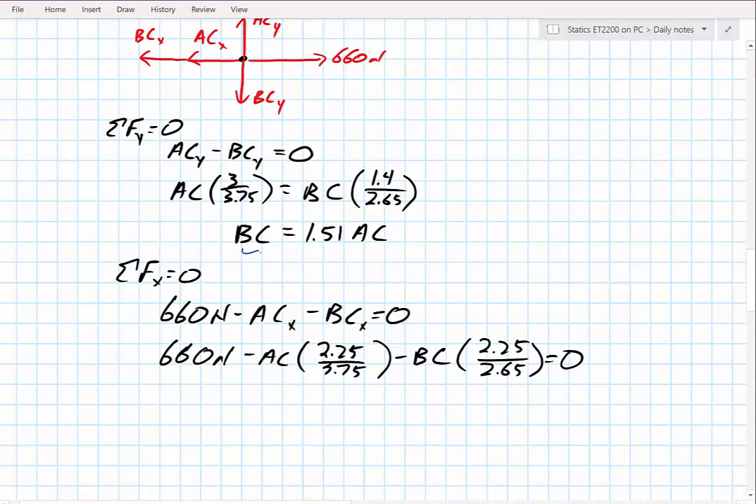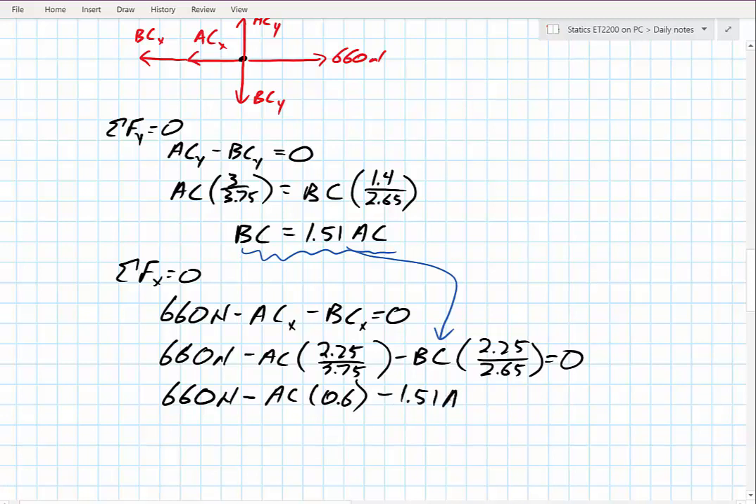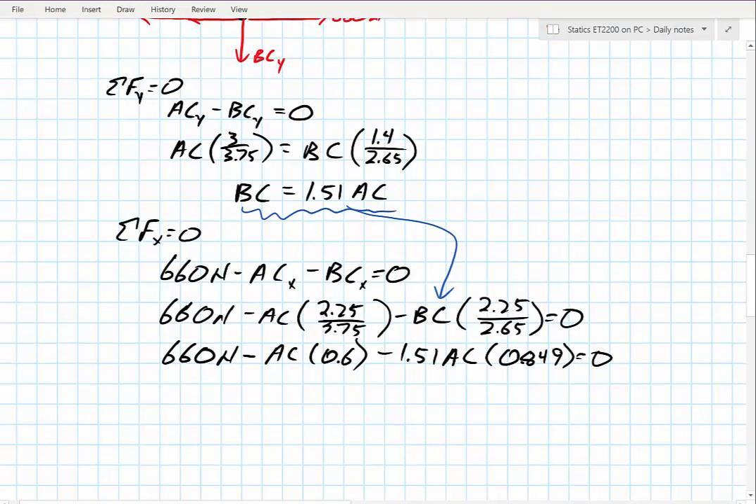And here's where I'm going to take in this fact. I know a relationship between AC and BC, so I'm just going to plug that right in there and end up with 660 newtons minus AC times 0.6, minus 1.51 AC times 0.849, is equal to 0. I'm showing a little more work than I probably would normally, but it's good for you, right? So solve for AC, and I end up with the tension in cable AC being 350 newtons.